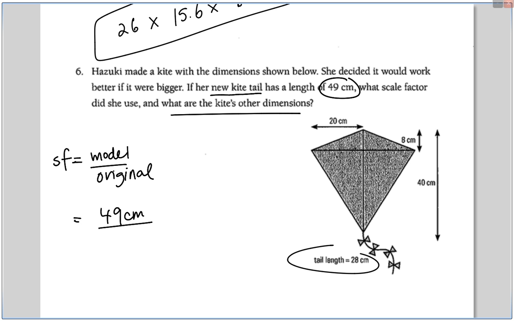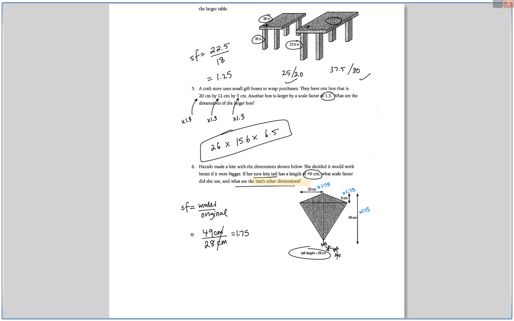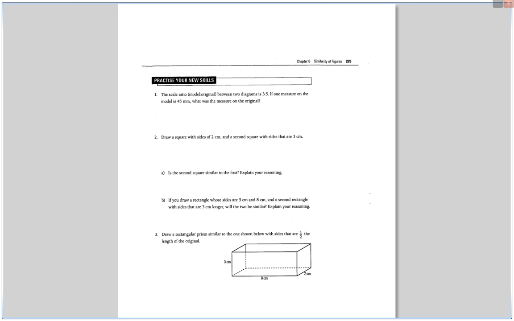The original kite tail was 28 centimeter. Centimeters cancel because scale factor is just a number. 49 divided by 28 is 1.75. Okay, so to get the other dimensions, all you have to do is take the other dimensions and multiply by the scale factor. Then you will get the new dimensions. So again, pretty straightforward. And that's it for this section.